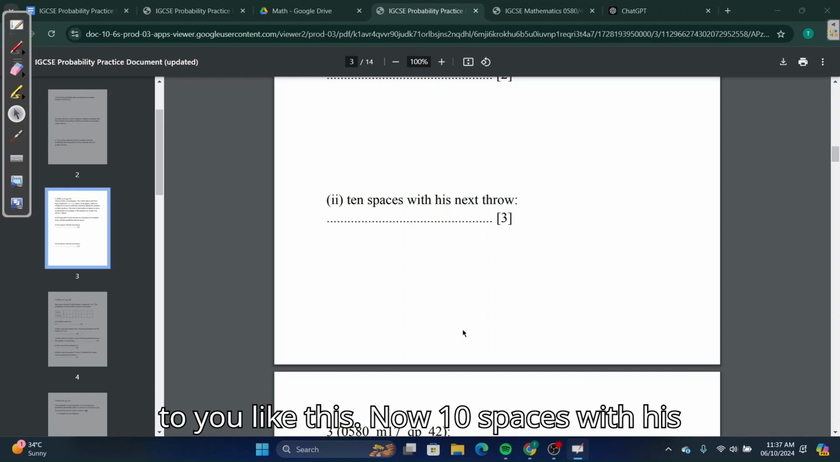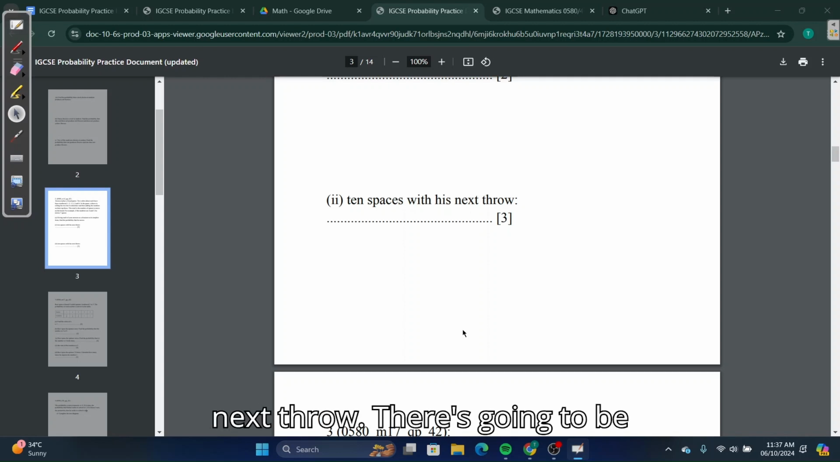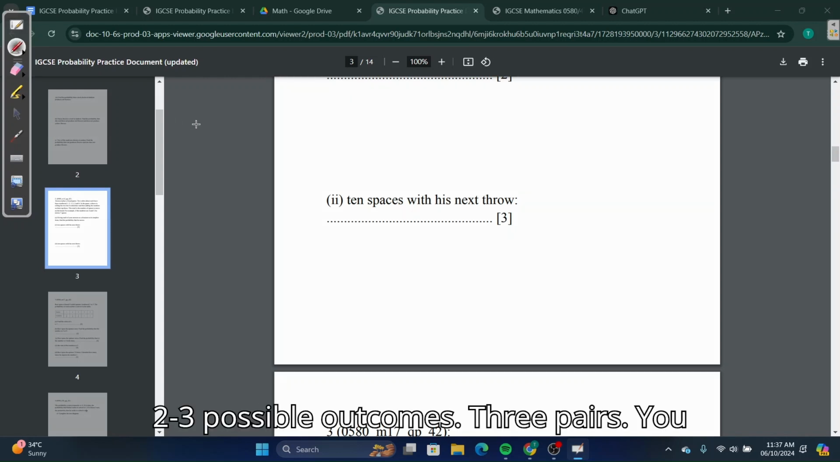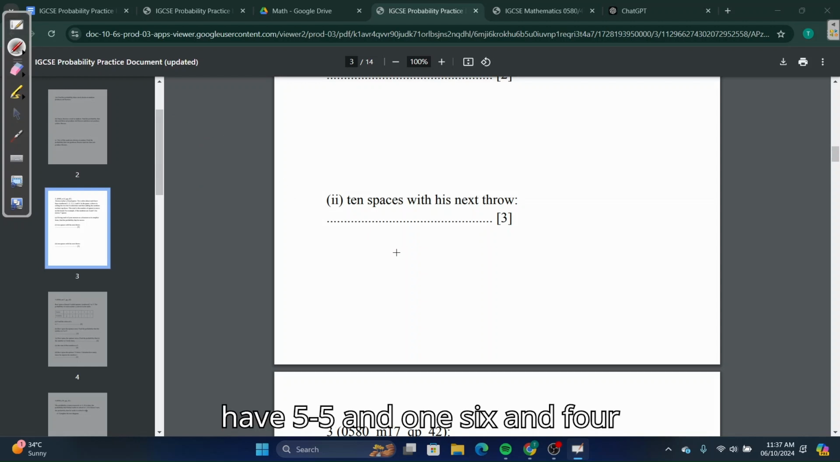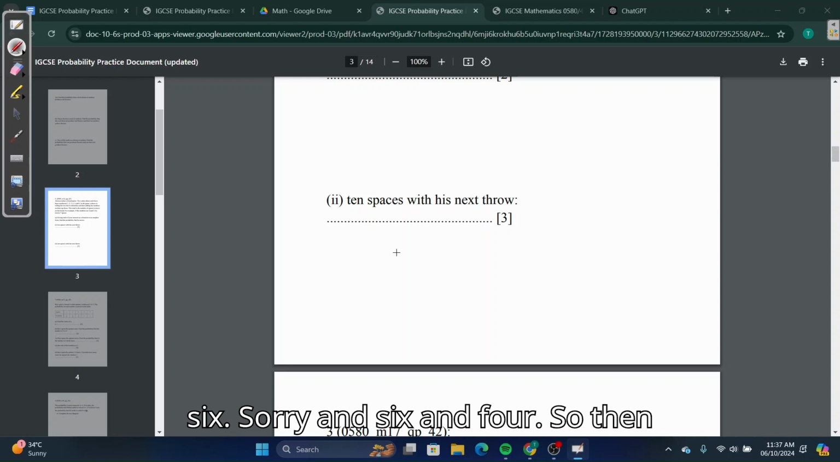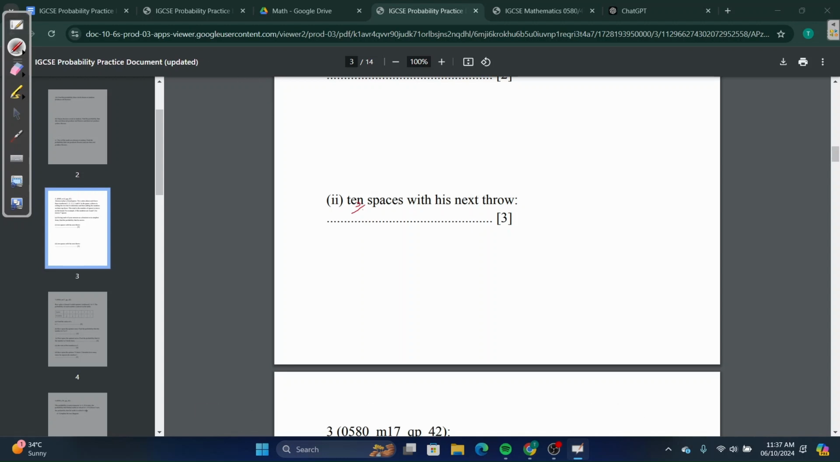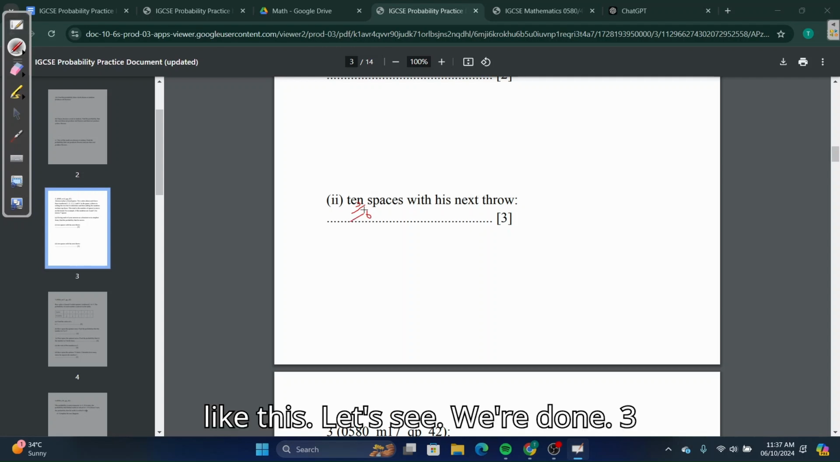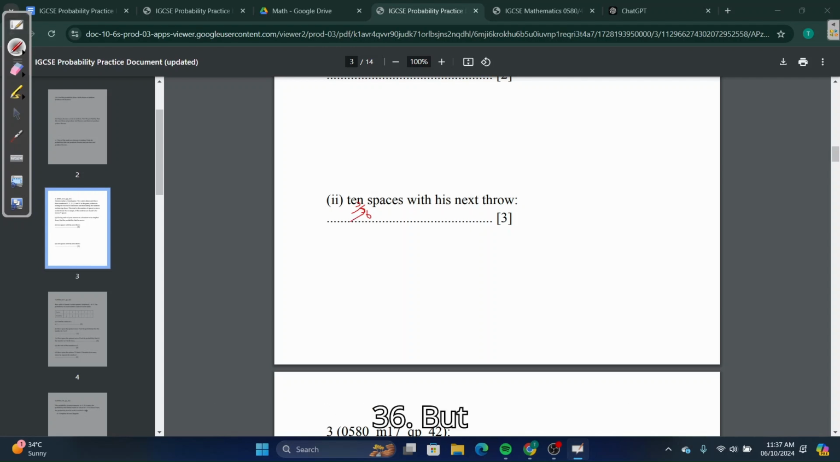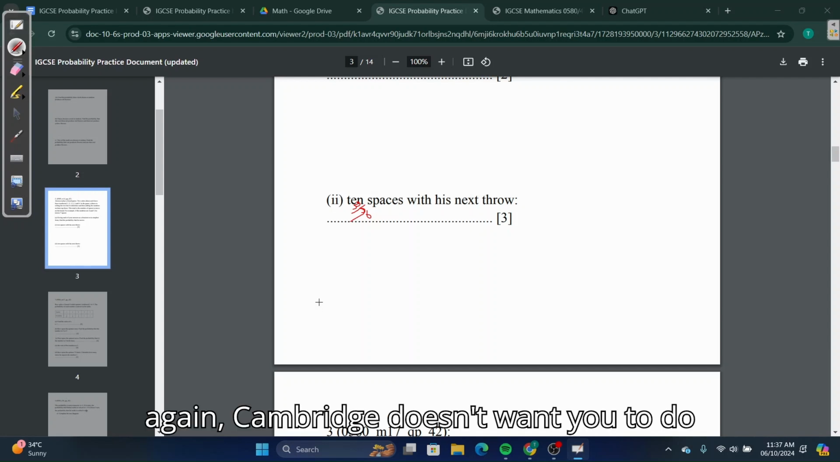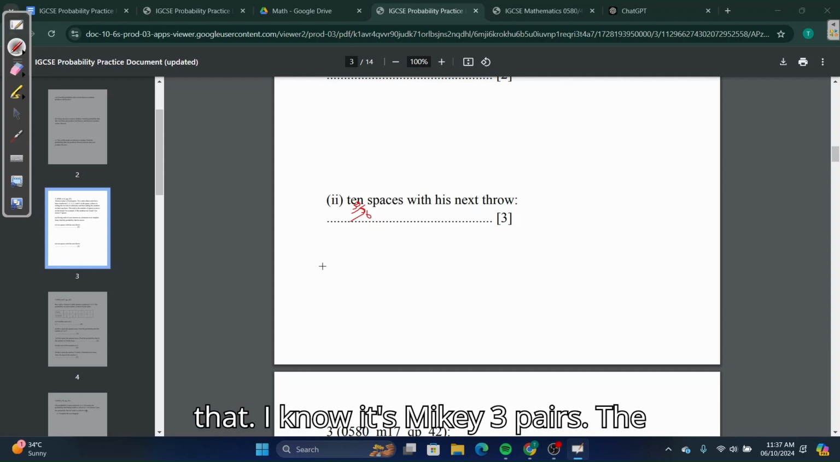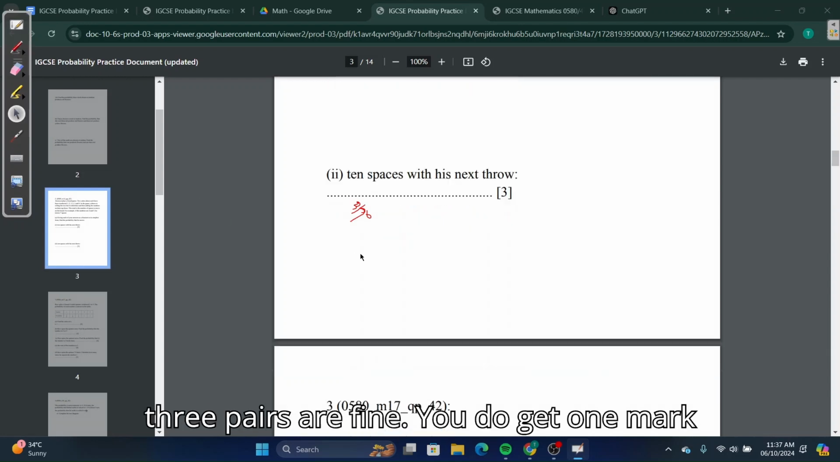Now, 10 spaces with his next row. There's gonna be three possible outcomes. Three pairs. You have 5 and 5, 4 and 6, sorry, and 6 and 4. So then, really quickly, you can do 3 over 36. Like this. That's it, we're done. 3 over 36. But again, Cambridge doesn't want you to do that. Because you have 3 pairs. The 3 pairs are fine. You do get 1 mark for it.